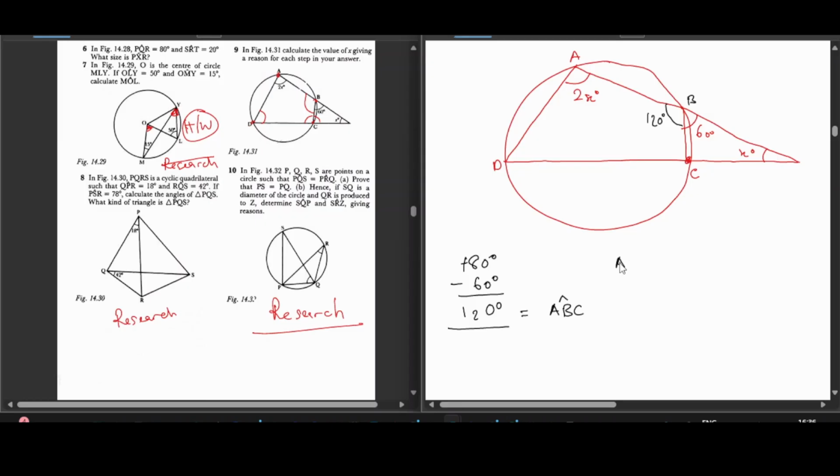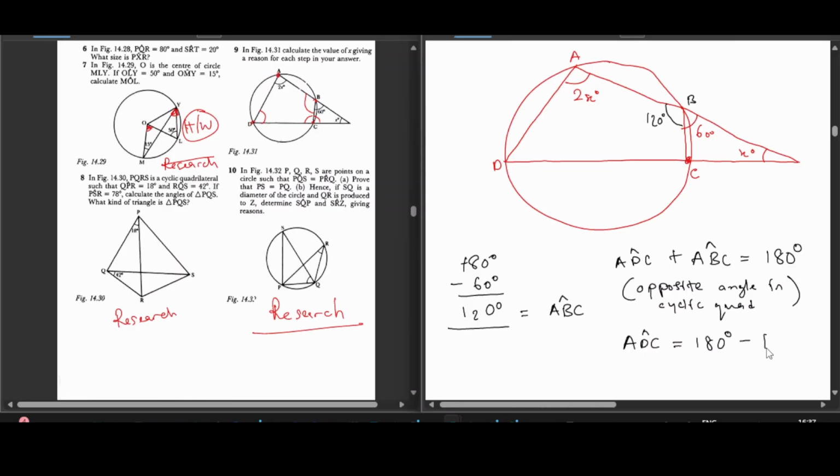Then we also know that ADC plus ABC is equal to 180 degrees. And why is this? Opposite angles in a cyclic quad. I'm just shortening cyclic quadrilateral, but in your examination write it in full. So what it means is ADC is equal to 180 degrees minus ABC, which is 120, which brings us back to 60, like we had said.